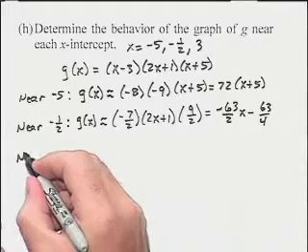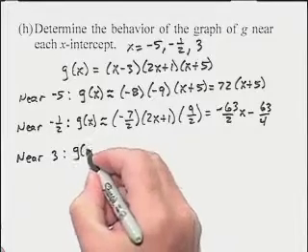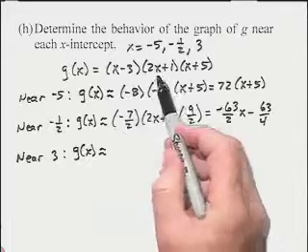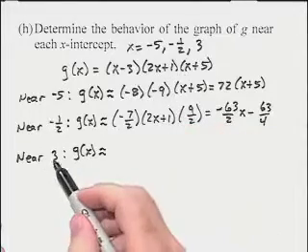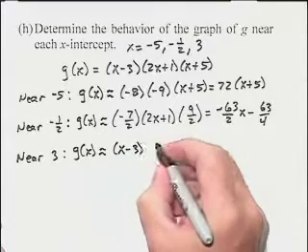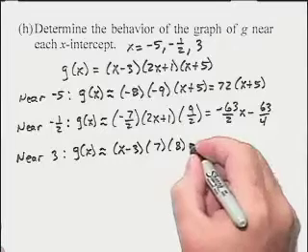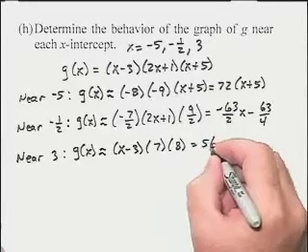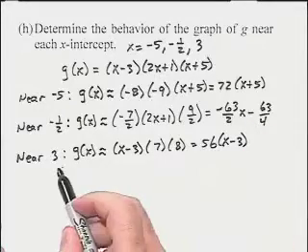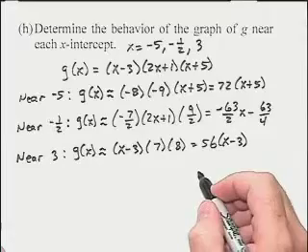And our last intercept was 3, so we look at the behavior near 3. Following the same procedure, we're going to let x equal 3 in the two factors that did not give us this x-intercept. So g of x will be roughly x minus 3 times 7 times 8, which is equal to 56 times x minus 3. So near 3, the graph of g will look like a line with slope 56.